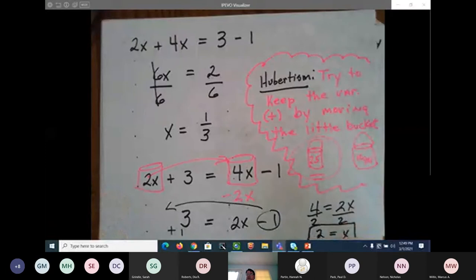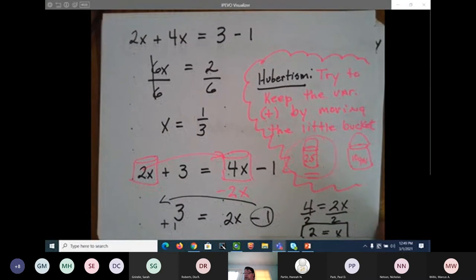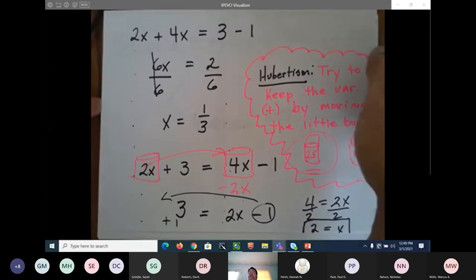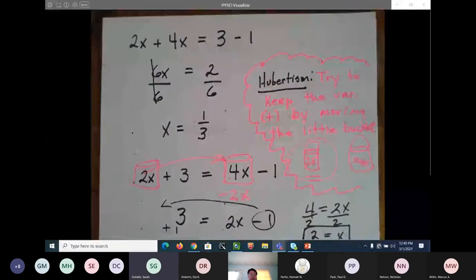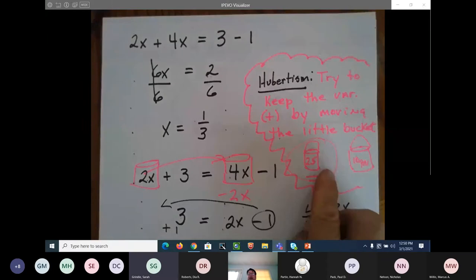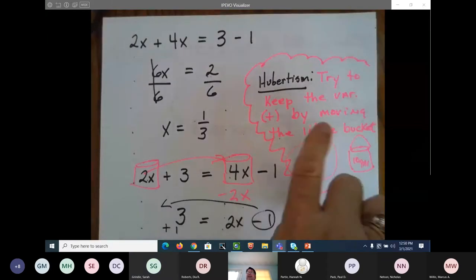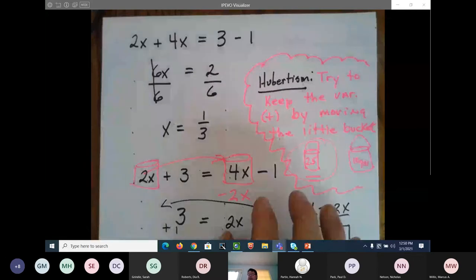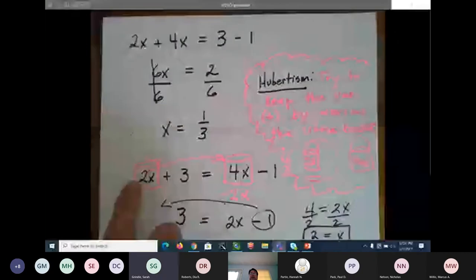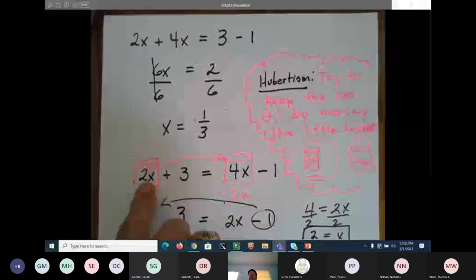Now, there's going to be somebody in the group that says, well, Hubert, I got X is equal to 2 no matter what. That's fine. Just remember, when you get inequalities and you're keeping your variable negative, don't whine when you miss one on the test. You can do it either way. But I have found that the best way to deal with variables is to keep them positive. Always try to keep the variable positive. 98% of the time, you can keep the variable positive by moving the smallest bucket. You got a 4x and a 2x. The 2x is the smallest bucket. You move it over here.